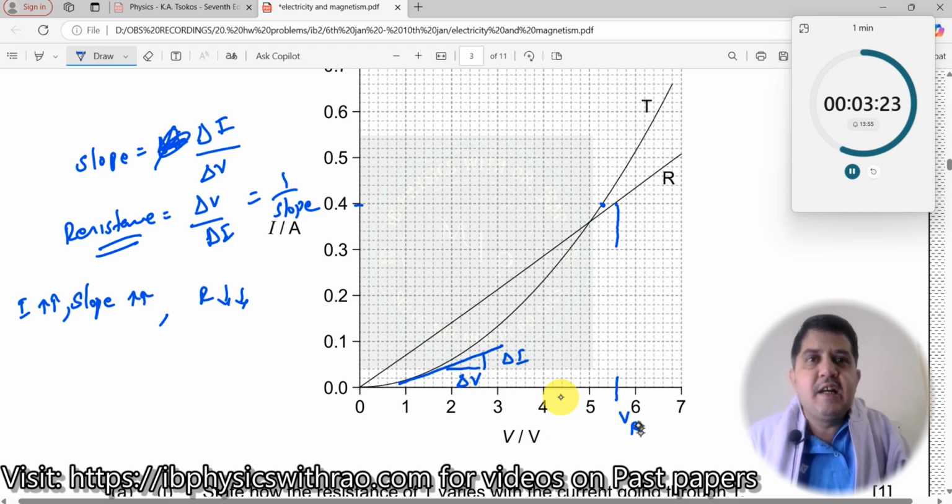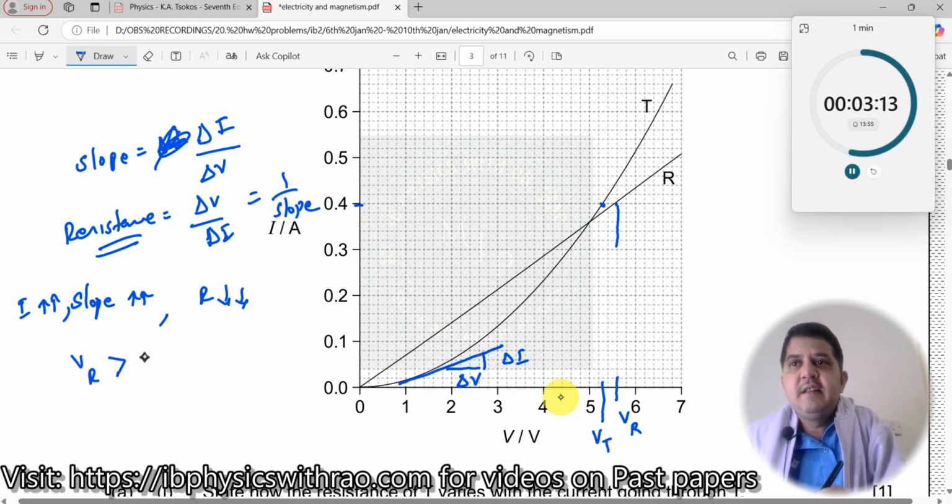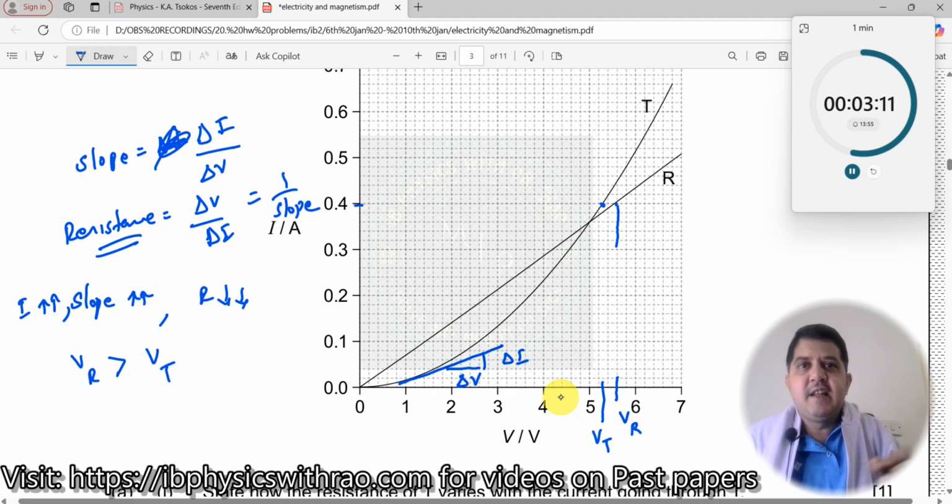What is this here? This is your VR. And VT would be somewhere over here. Now, what do we understand from here? We understand that VR is greater than VT. We need not write anything over here.